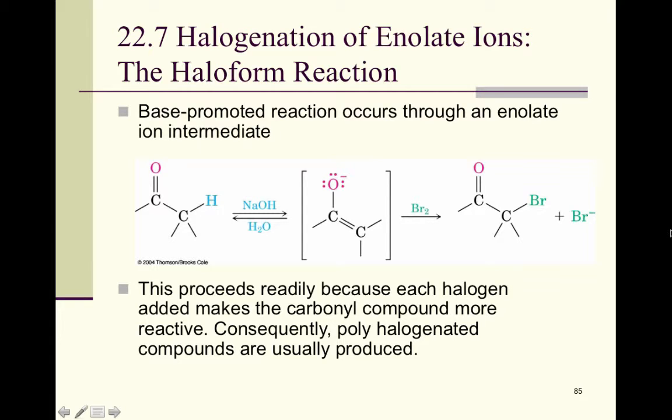Halogenation of enolate ions, the haloform reaction. Base-promoted reaction occurs through an enolate ion intermediate. Here's our carbonyl compound and our alpha hydrogen. Sodium hydroxide causes the enolate to be formed. Bromine is substituted on the alpha position. This proceeds rapidly because each halogen added makes the carbonyl compound more reactive. Consequently, polyhalogenated compounds are usually produced.